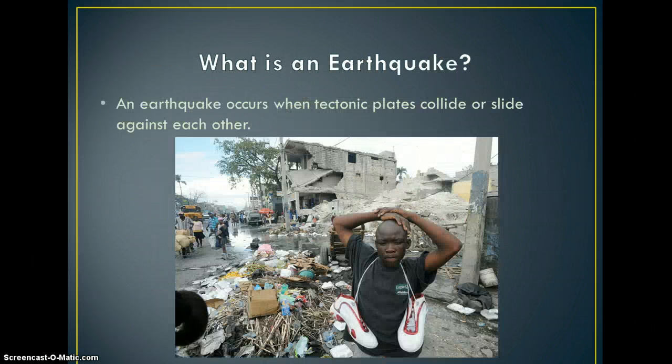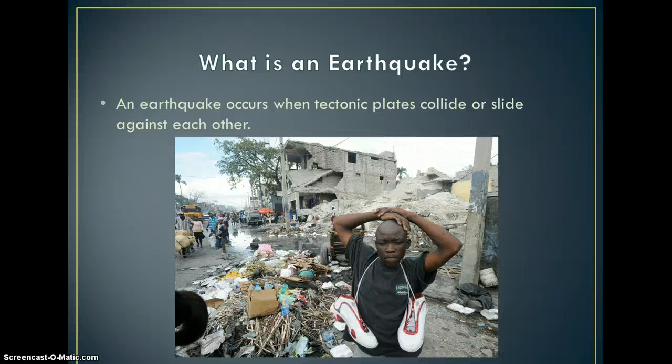Alright, folks, we're going to learn about earthquakes. So what is an earthquake? These tremendously destructive natural disasters occur thousands of times every day all around the world. The rim of the Ring of Fire in the Pacific Ocean is where 80% of all Earth's earthquakes occur.